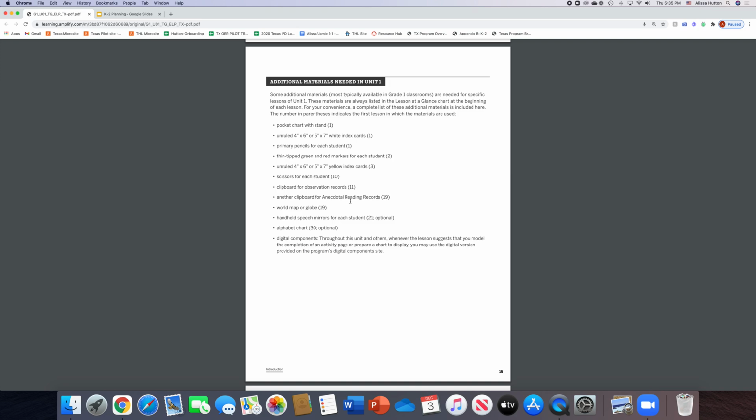You'll notice that some of these items listed in additional materials are required for every student, such as scissors for every student. Some of the materials are listed as optional. Again, it is up to your discretion, knowing your students and their needs, which optional materials you choose to include, as well as which of the other additional materials that you want to have on hand. They give an example of you can have a world map or a globe. You'll notice I choose to include both of them in my materials.